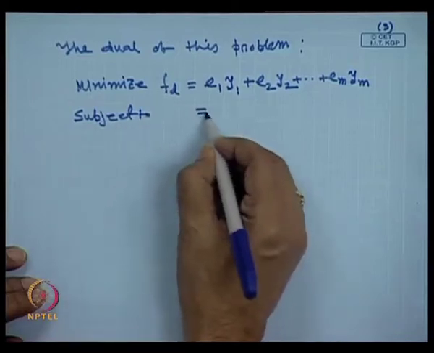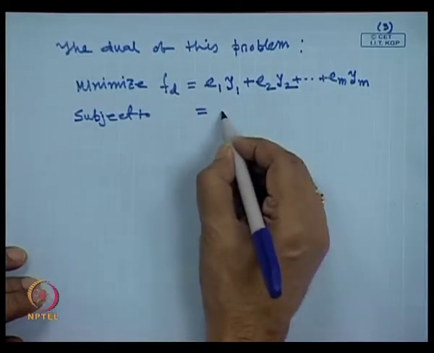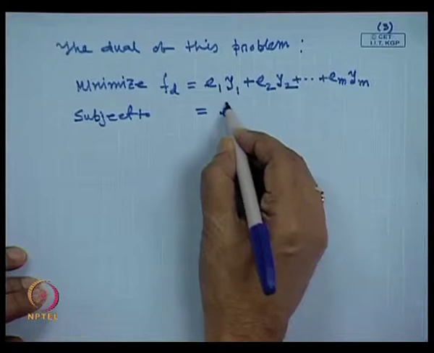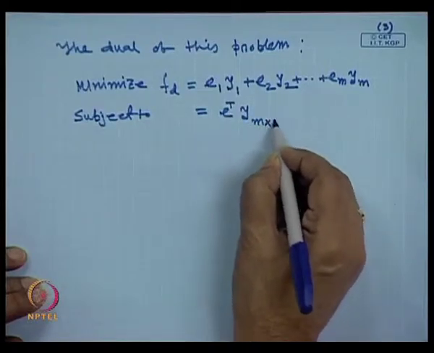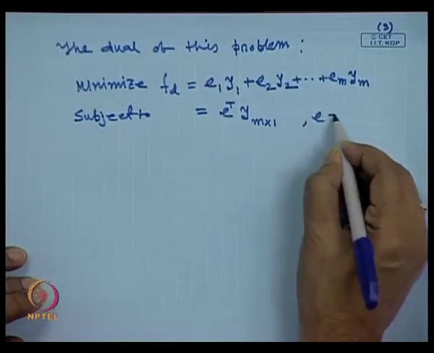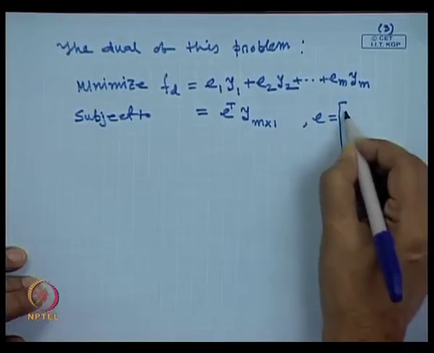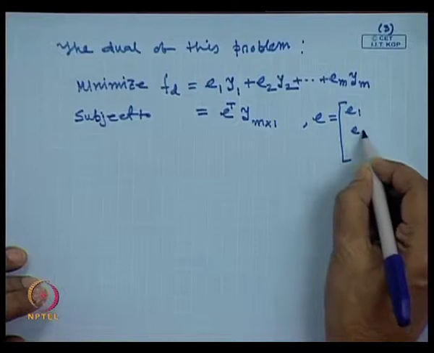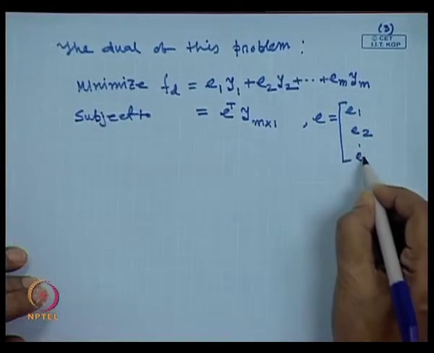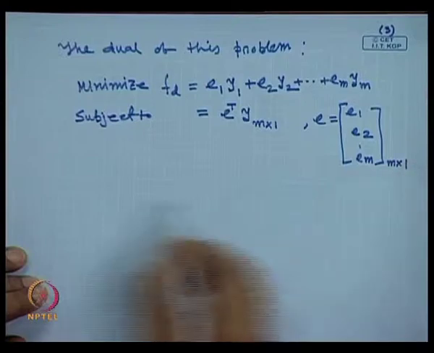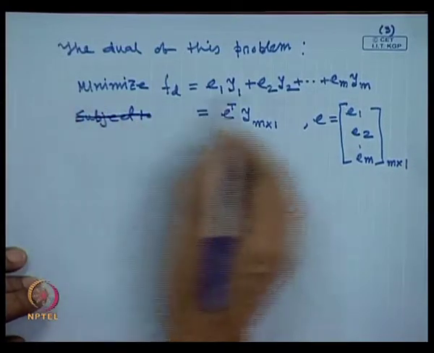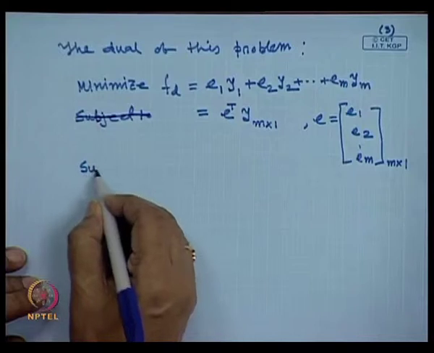So, this I can write in vector form as E transpose y, where y is m cross 1, and E is a vector of dimension m cross 1. Our problem is now to minimize this subject to the following constraints.